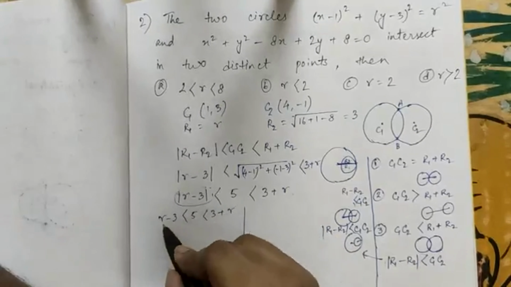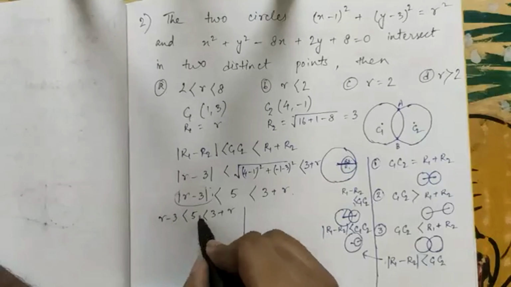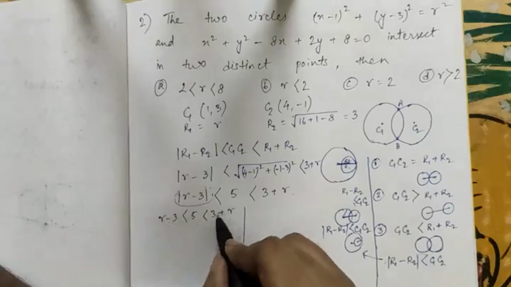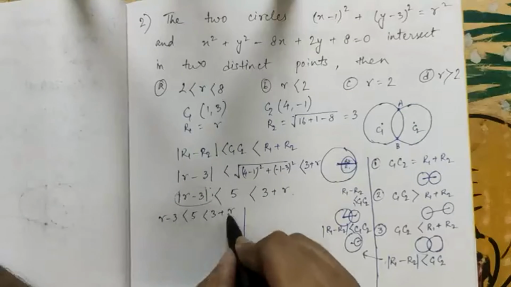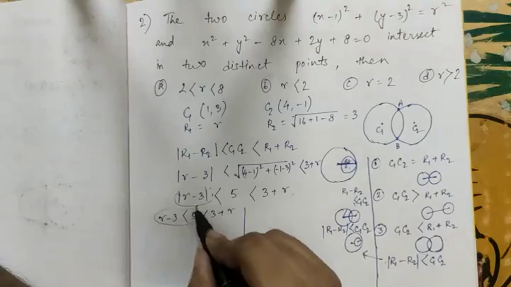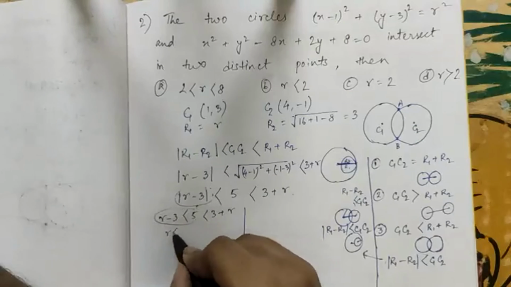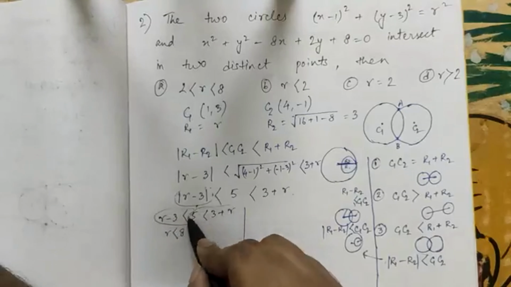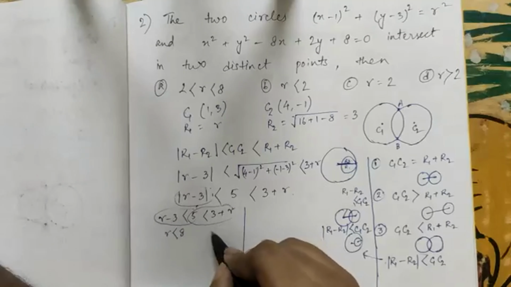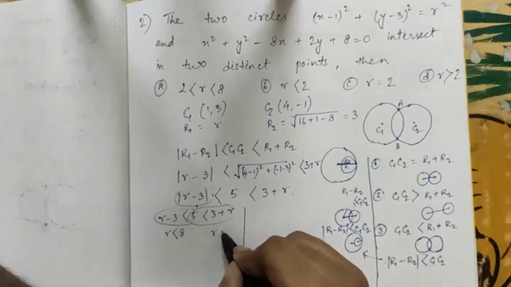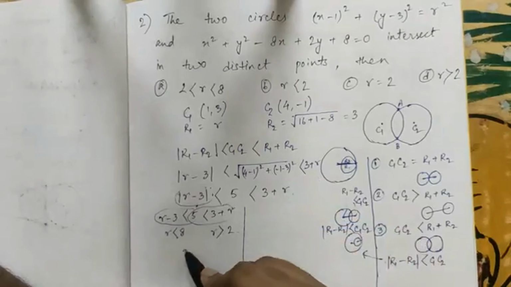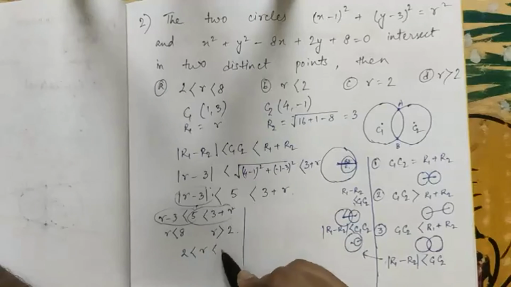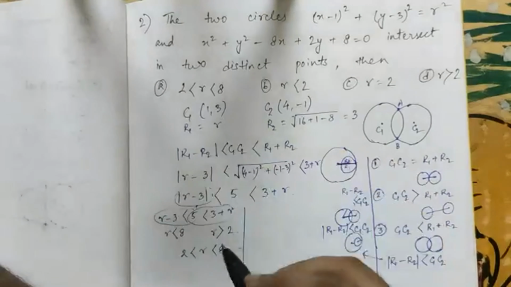Okay, in this case what will happen? If I keep the minus 3 over here and plus 3, let me take the first two. In this case it will be r is less than 8, and in this one it will come as r is greater than 2. So that means r is greater than 2 but less than 8. Okay, it's the first option.